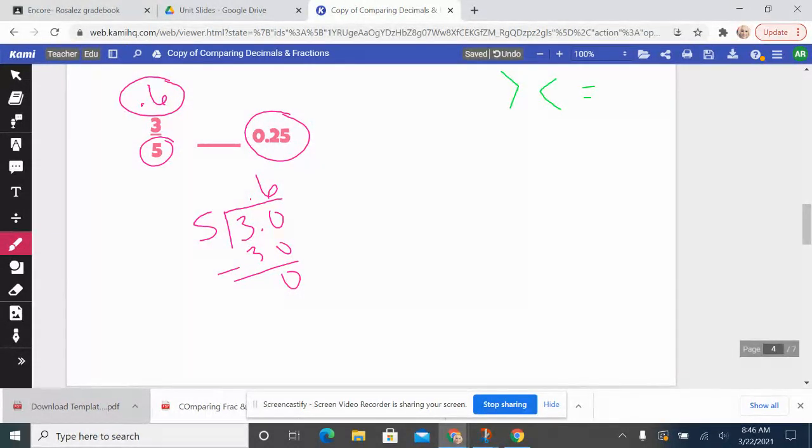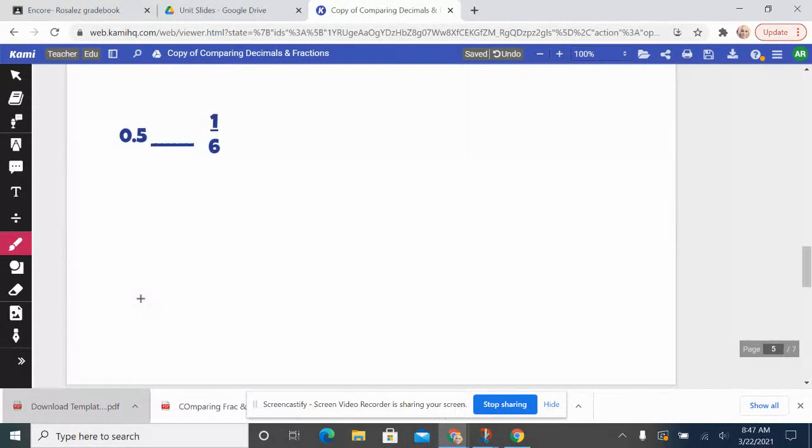Well, we've got to look in that tenths place again, right? Well, there's a 2 and there's a 6. So that's bigger. Okay, so you should write the problem. So 3 over 5 is greater than 0.25. And then show me the math that I just did. And you'll do this. We're going to do a couple more.